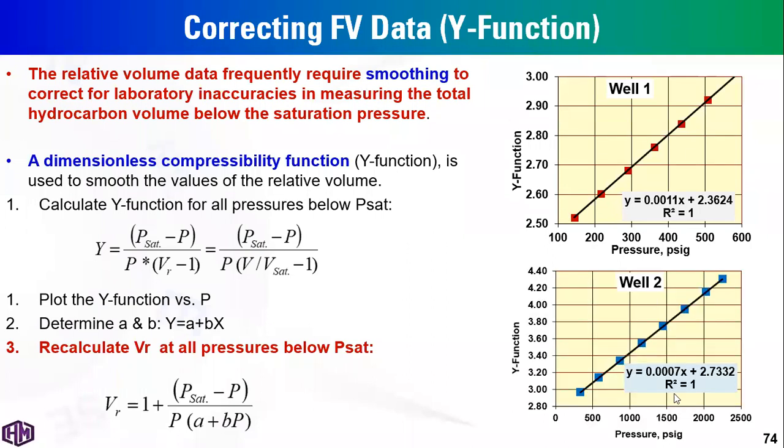Another well we have, as you can see, the range of pressure is from 600 psi, which means it's a low pressure reservoir. But this one is a high pressure reservoir, and the QC parameter of the Y function.